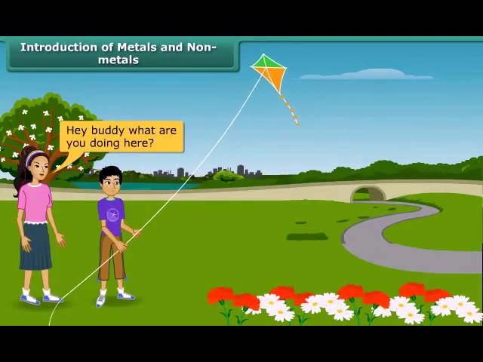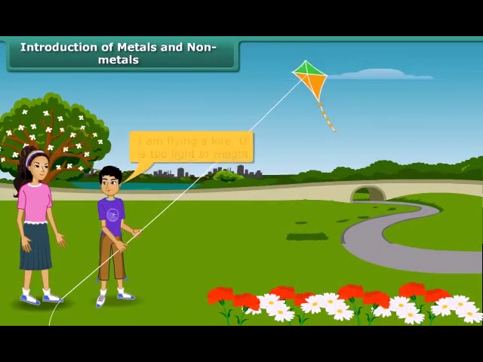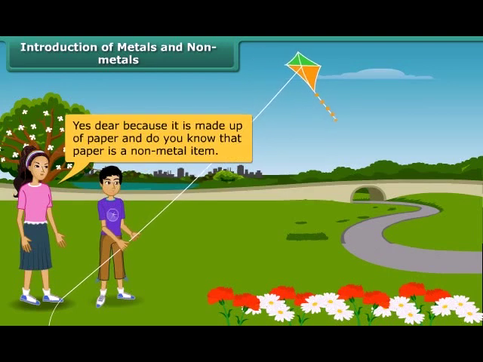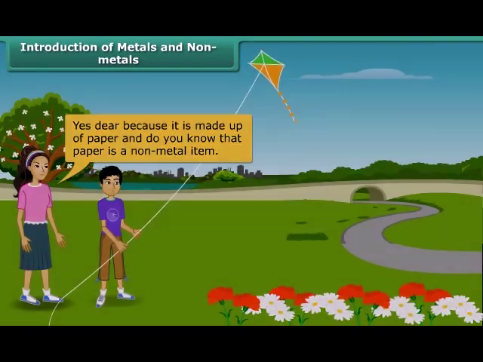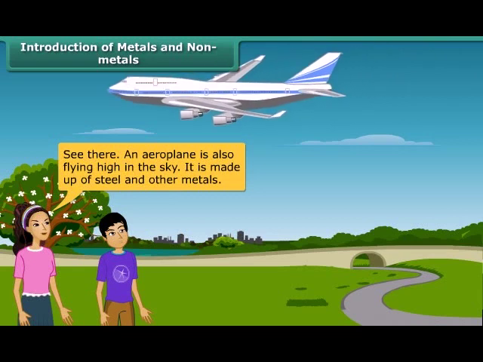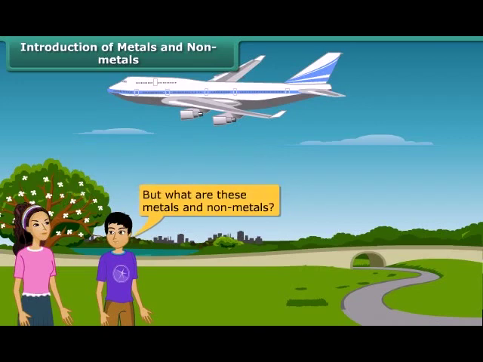Hey buddy, what are you doing here? I am flying a kite. It is too light in weight. Yes, dear, because it is made up of paper. And do you know that paper is a non-metal item? See there, an aeroplane is also flying high in the sky. It is made up of steel and other metals. But what are these metals and non-metals?